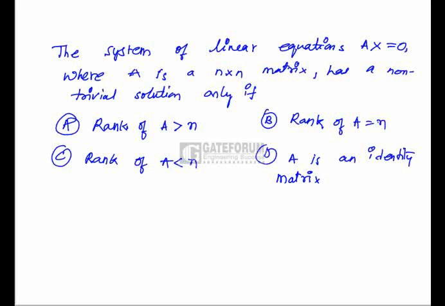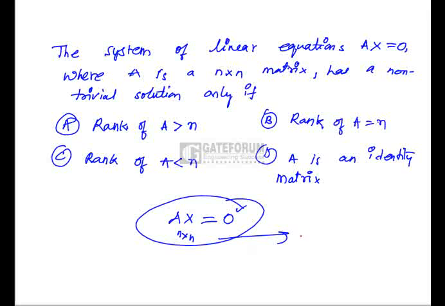The system of linear equations Ax equals 0, where A is an n by n matrix, has a non-trivial solution only if... Now, he has given a system of linear equations defined as Ax equals 0, null matrix, and A is of order n by n, which has a non-trivial solution. This system of linear equations will have a non-trivial solution. Then he is asking what is the property.